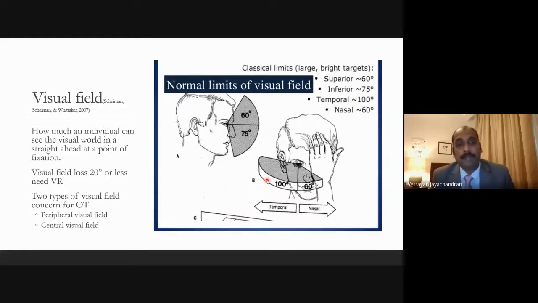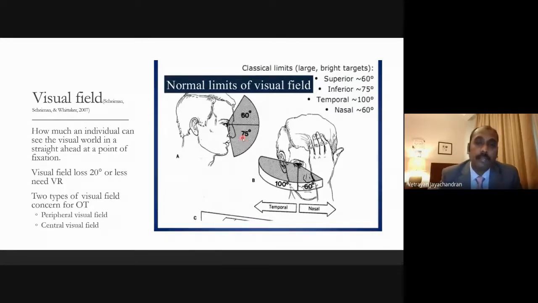Next is the visual field. The visual field is what an individual can see of the visual world with the head straight at a point of fixation. Here we have the normal visual field. In the vertical aspect, superiorly you have 60 degrees and inferiorly 75 degrees. Laterally it is 100 and medially it is 60. So the total horizontal vision ability is 160, and the vertical vision ability is 135.